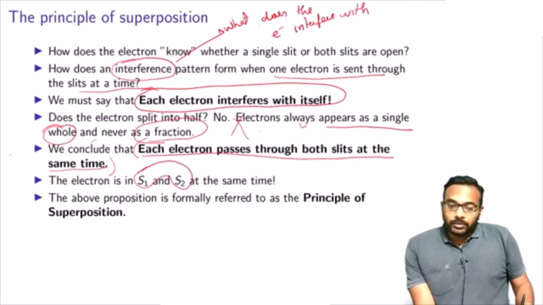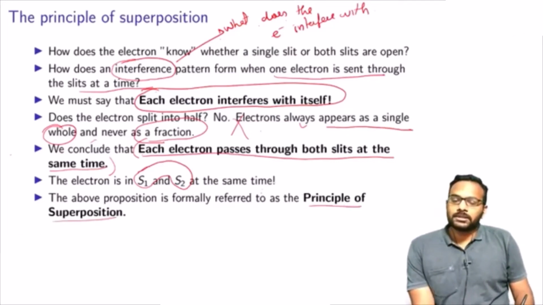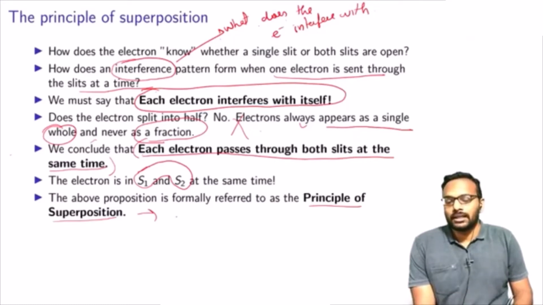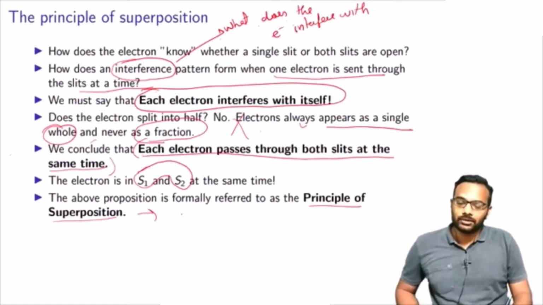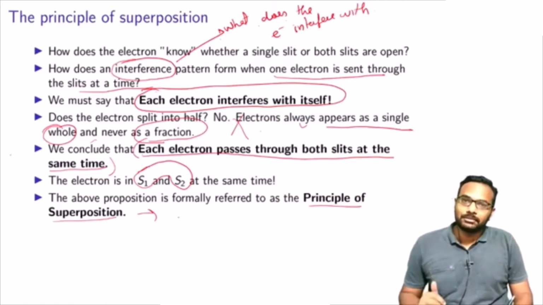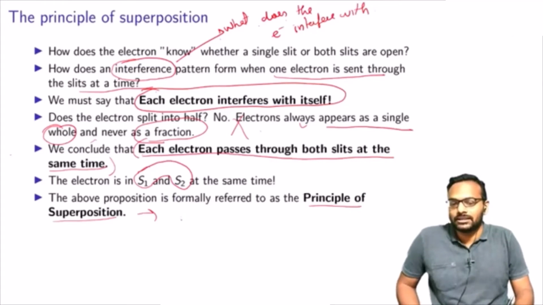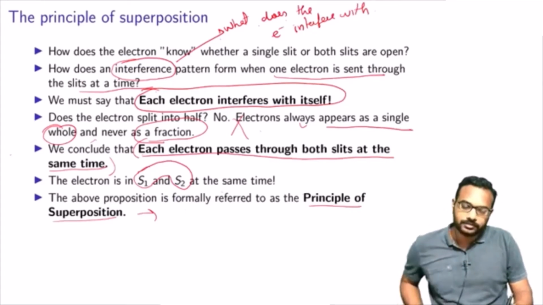Now, this proposition, the one that worked, is known as the principle of superposition. Superposition is not any kind of position, it's another word. You can do different experiments, involving spin, involving polarization, and in all these cases, you will see that the electron actually seems to exist in more than one state at the same time. You may not understand this, it's not very intuitively clear, but mathematically, there is no problem.